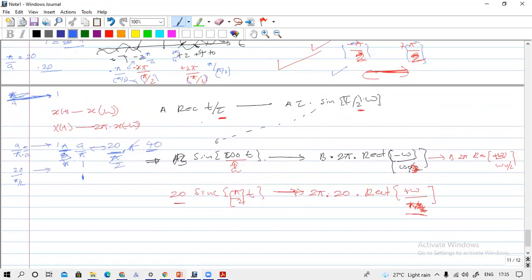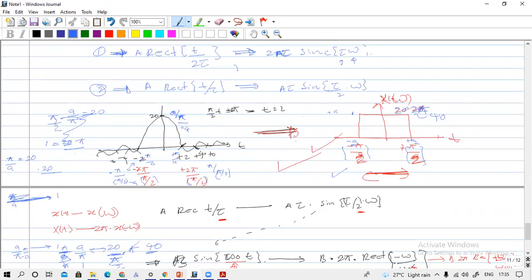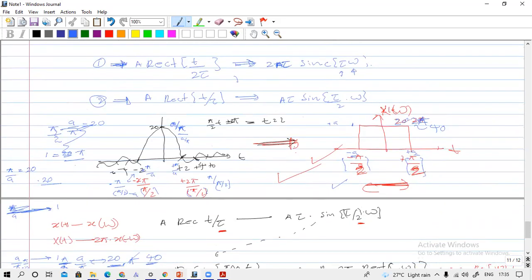Yeah, that's correct. So you can see that A rect t by tau, we should have here 2 5. Yeah, 2 5 should be there. Duality property, there is a 2 5. So it is a tau sinc tau by 5. Correct.